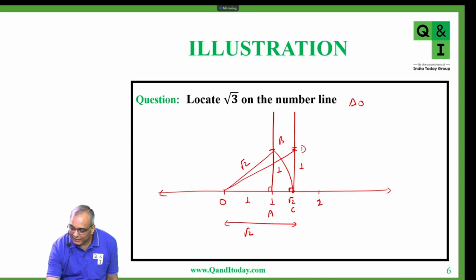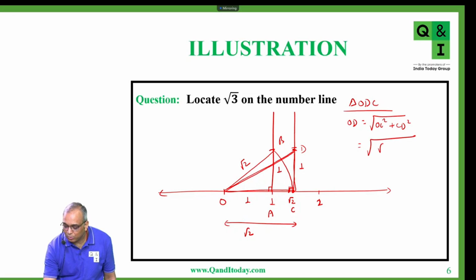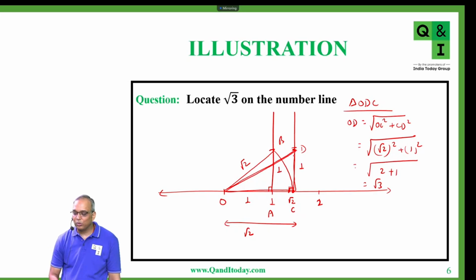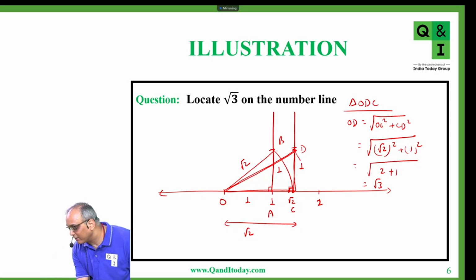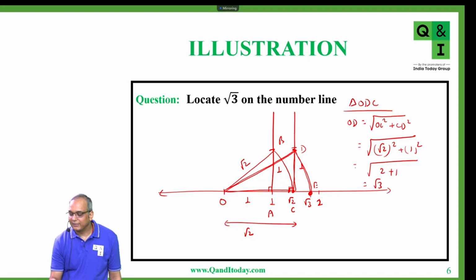Now in triangle ODC, right? This is the triangle I'm talking about, ODC. In this triangle ODC, OD is equal to root under OC square plus CD square, which is equal to root under OC is root 2 square plus 1 square, because CD we have taken as 1. So this is 2 plus 1, which is equal to root 3. So now we know that OD is root 3. We will draw the curve here, right? So this point E is going to be equal to root 3.